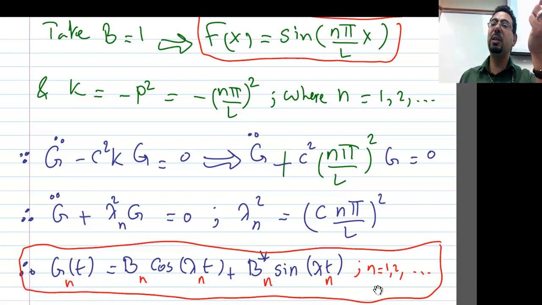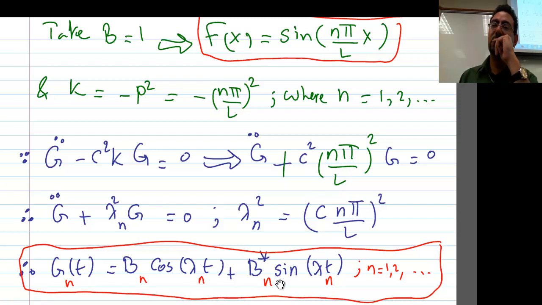So g of n of t is basically the solution for g of n. And how am I going to get the exact values of bn and bn star? I got my lambda n, my lambda n is here. But what is my pn?